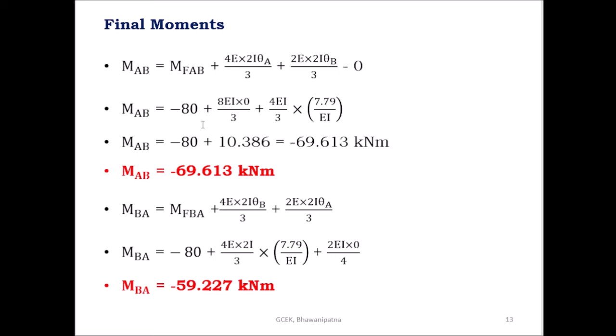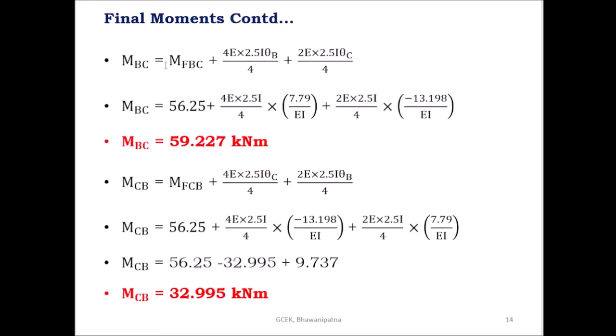The final moment MAB is MFAB plus 4E into 2I theta A by 3 plus 2E into 2I theta B by 3. After putting the values of theta A and theta B in this expression, finally the moment MAB is equal to minus 69.613 kilonewton meter. Similarly, find out MBA. MBA is equal to MFBA plus 4E into 2I theta B by 3 plus 2E into 2I theta A by 3. Then after putting the values of theta B and theta A in this expression, MBA is equal to minus 59.227 kilonewton meter.